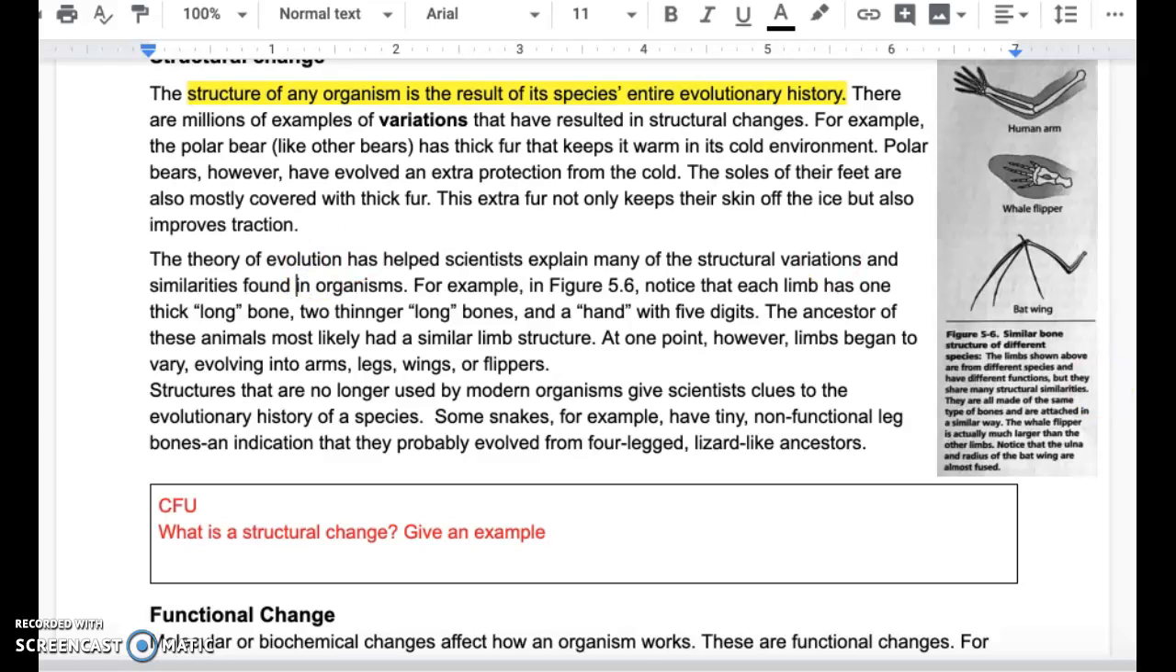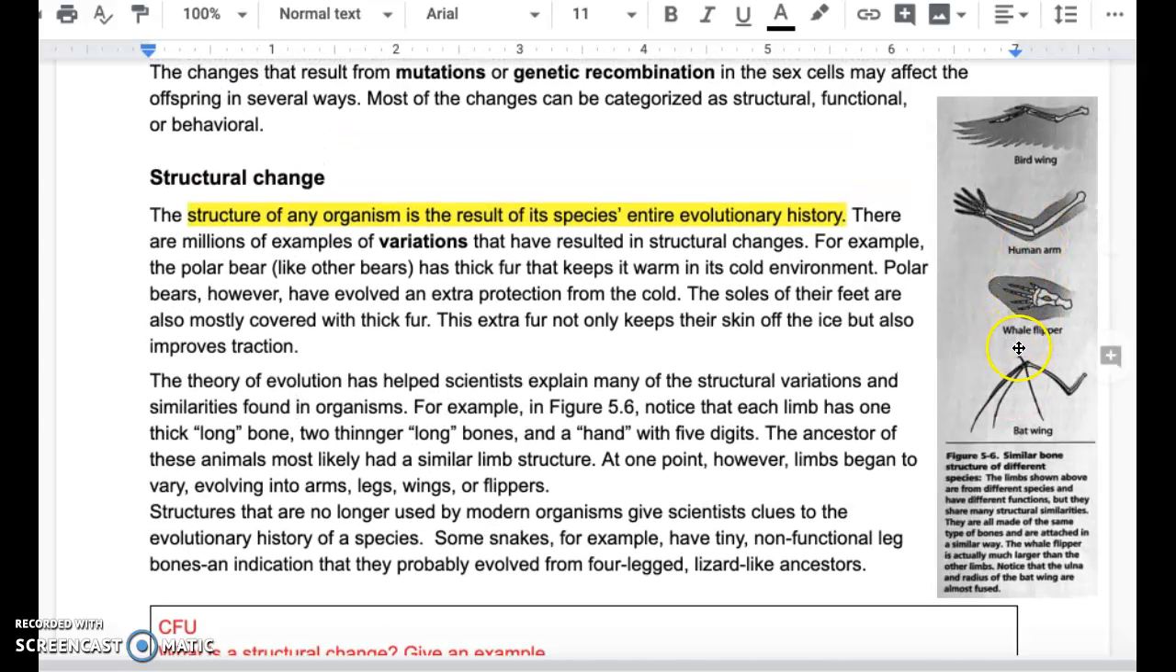For example, in figure 5.6, notice that each limb has one long bone and two thinner bones, and a hand with 5 digits. The ancestor of these animals most likely had a similar limb structure. At one point, however, limbs began to vary, evolving into arms, legs, and wings.